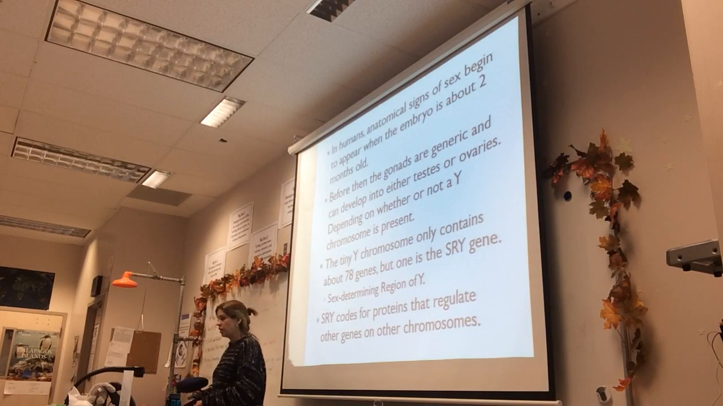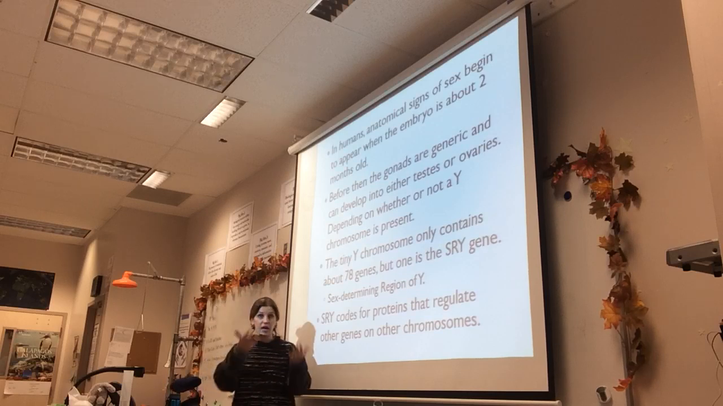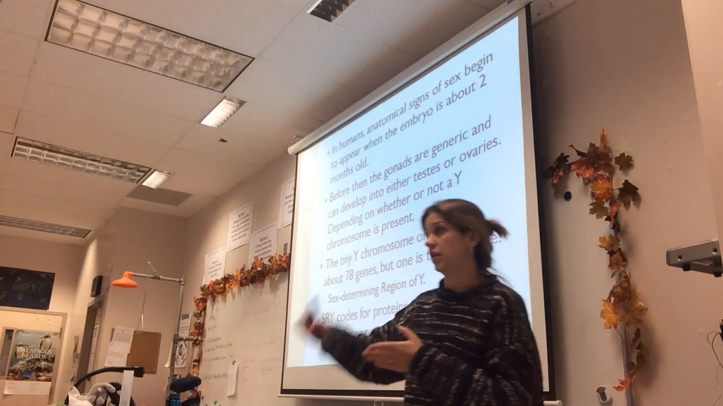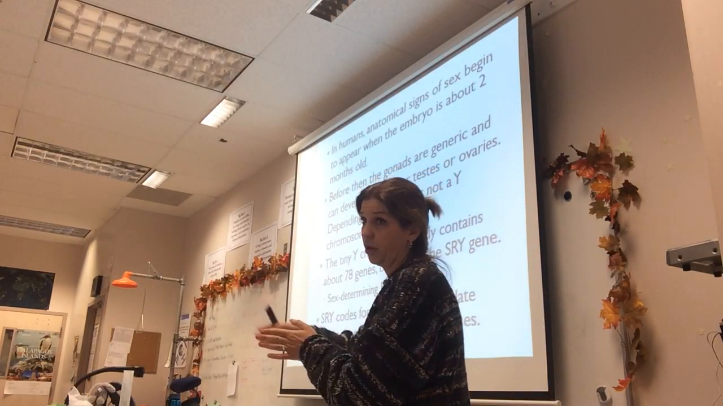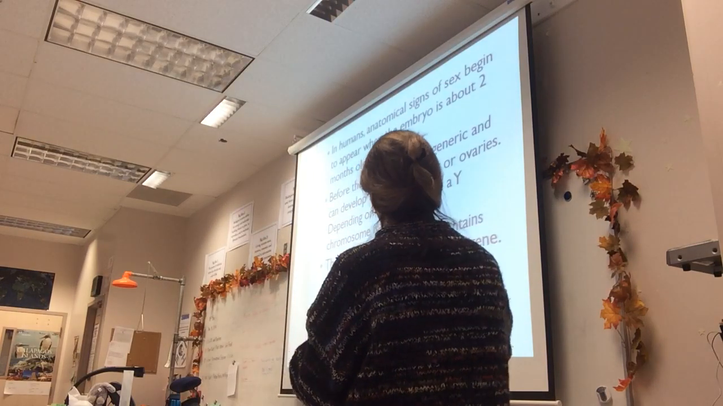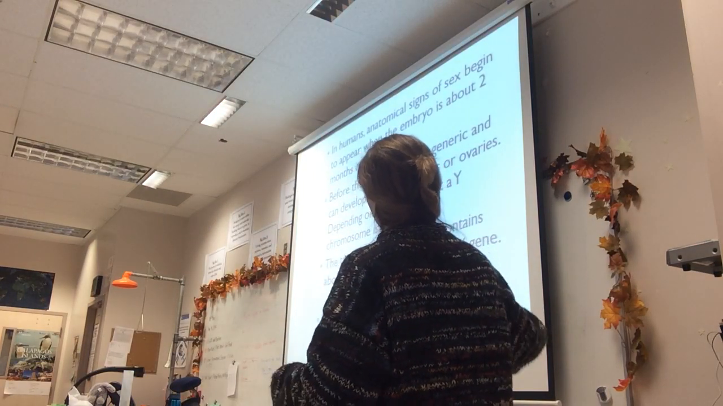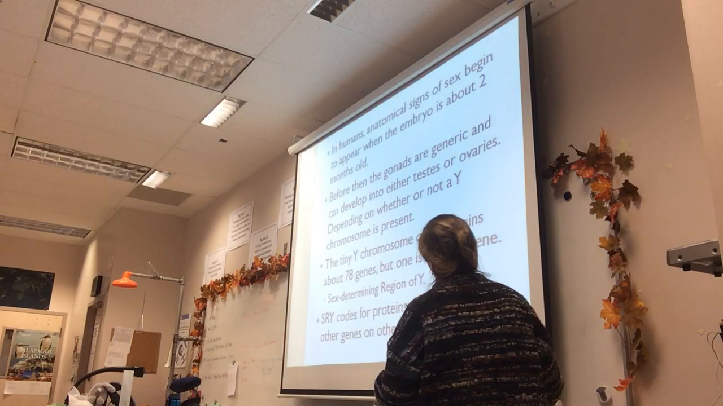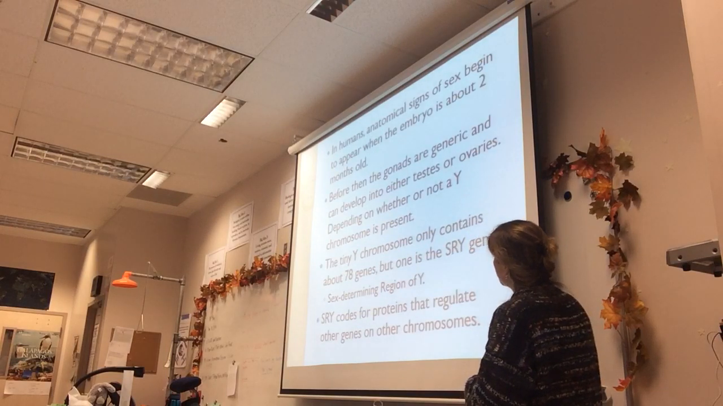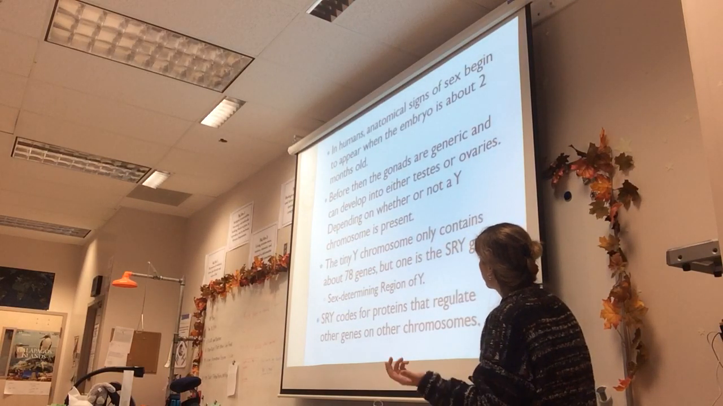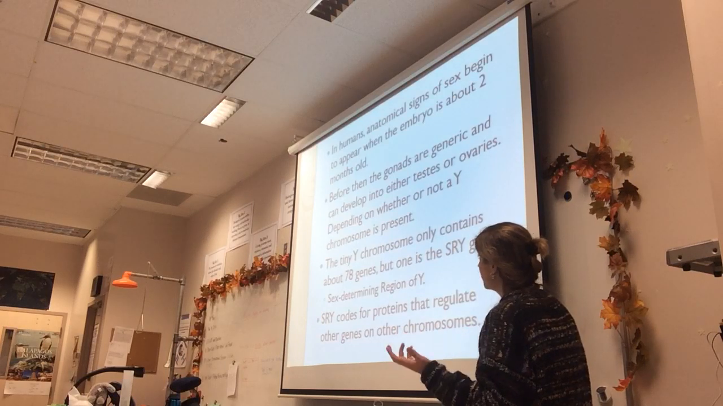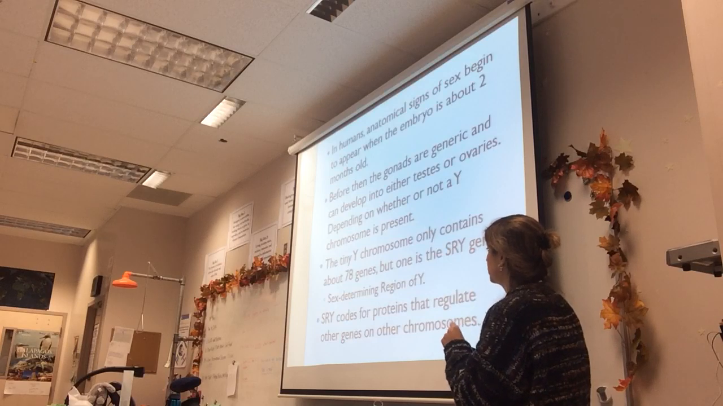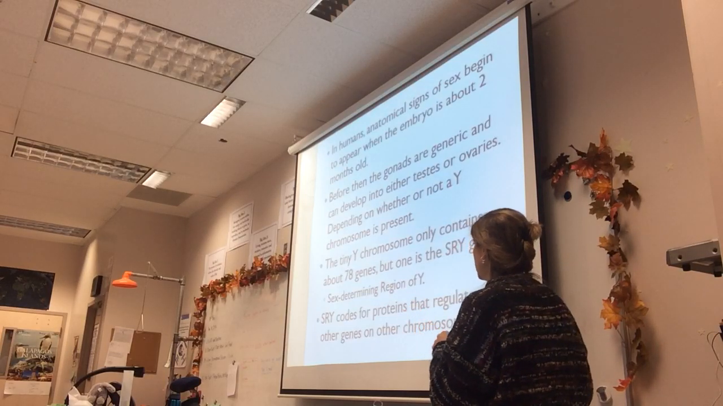So in humans, anatomical signs of sex, male or female, begin at about 2 months into pregnancy. I don't mean 2 months after birth. For the most part, we know if you're a boy or a girl when you're born, but 2 months into pregnancy is when these signs of sex begin. Prior to then, the gonads, the sex organs, are generic and can turn into either ovaries or testes. What determines that is whether or not the Y chromosome is present. That teeny tiny Y chromosome only contains about 78 genes. There's not a lot on there.